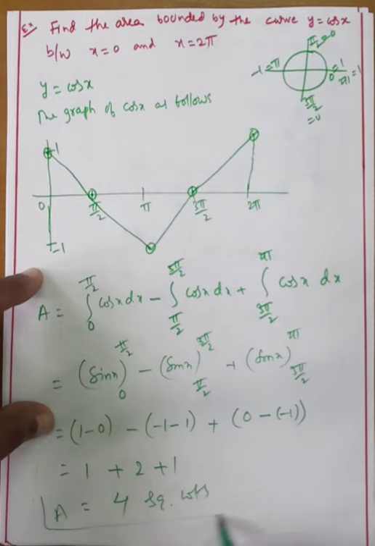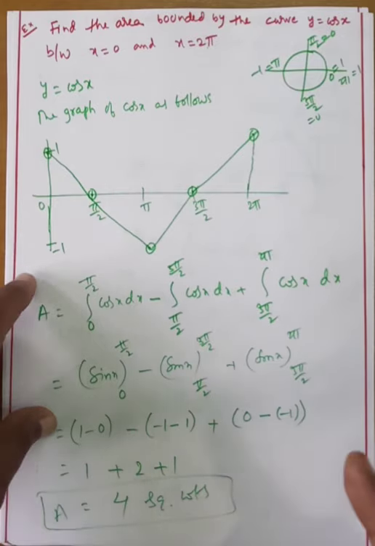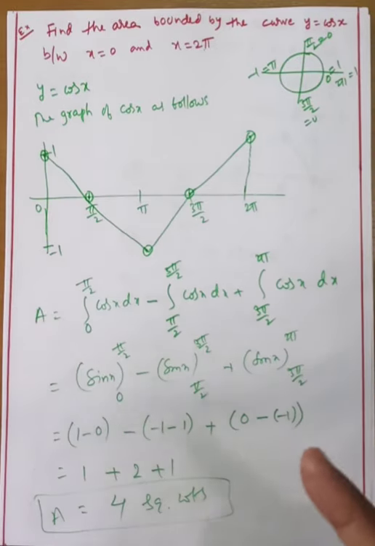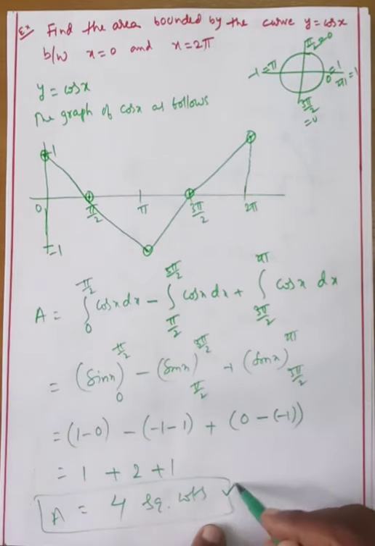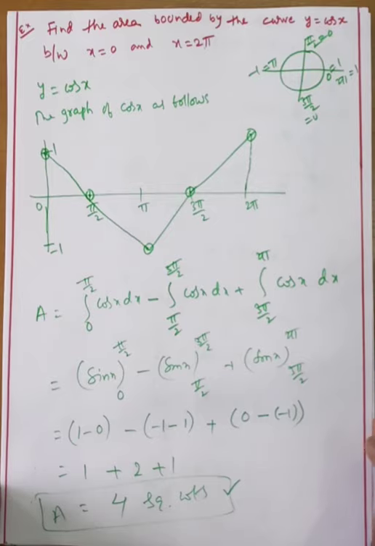The total area for y is equal to cos x and y is equal to sin x in the interval 0 to 2 pi, 100% how much? 4 square units. You remember this for objective type questions.